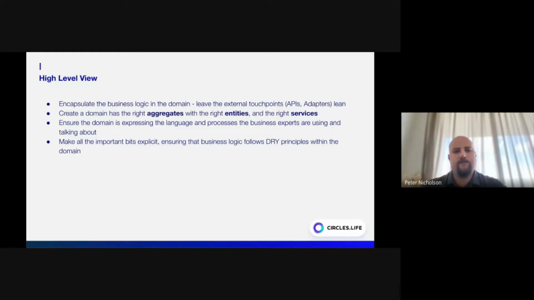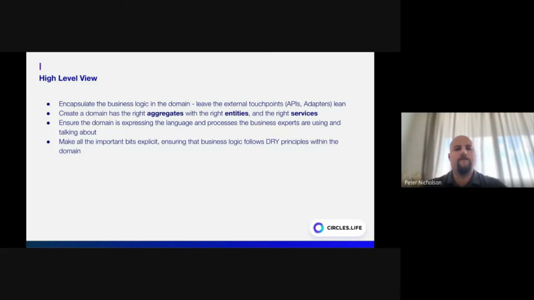As I said previously, we're going to ensure the domain expresses the language and processes the business experts are using and talking about. So when our entities and objects in our code, and the methods that are using them, match the language that the product and business users are talking about, we're on the same page, and we remove these implicit requirements and implicit understandings, because everything is explicit and everyone's thinking about the same things with the same language.